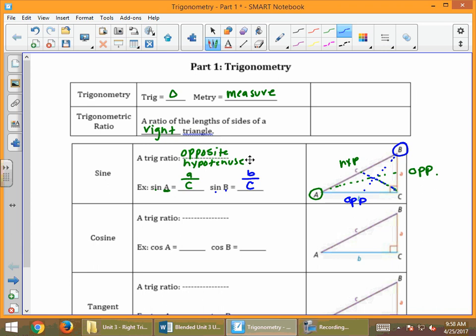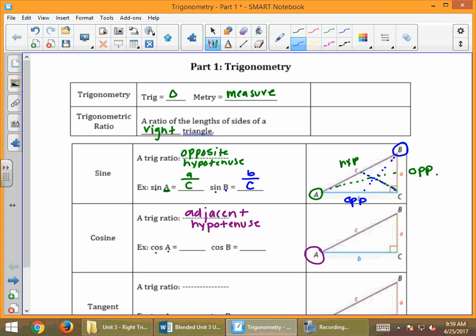For cosine, the ratio is the adjacent side, which means the side that's touching, over the hypotenuse. If we look at an example here, cosine is telling us the type of ratio we're making, and A is telling us the angle. So we're going to start at A.